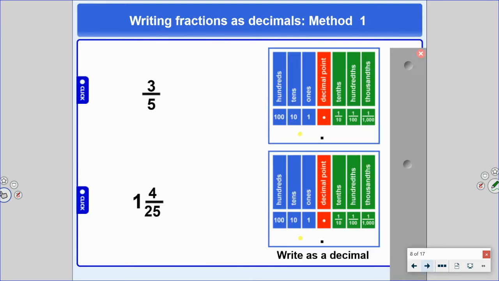All right, let's carry on now with the other direction. Now there are 2 methods for rewriting fractions as decimals. And just to remind you, these are going to be the same quantities, just written in different ways.